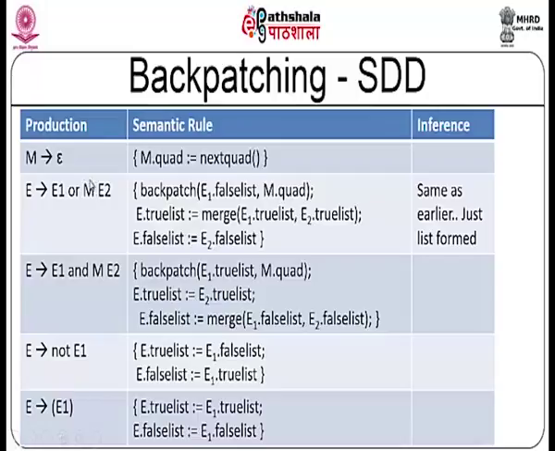So, that is backpatched, that is given by this M. So that is assigned as the information corresponding to false list of E1. Okay. Here again the same thing is carried out, where the false list of the expression E is the merged false list of E1 and E2, and the true list of E depends upon the true list of E2. Okay. Now backpatch E1 dot true list with M dot quad, meaning that if E1 is true, what will I have to do?